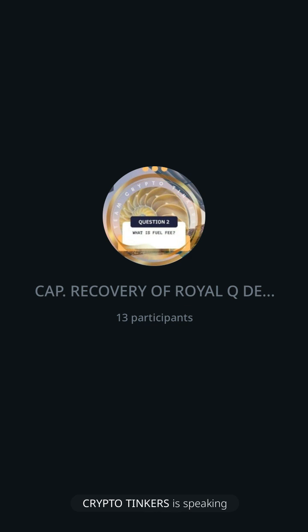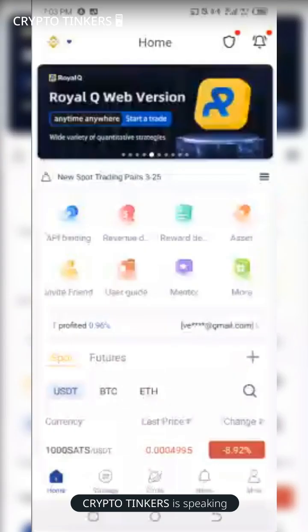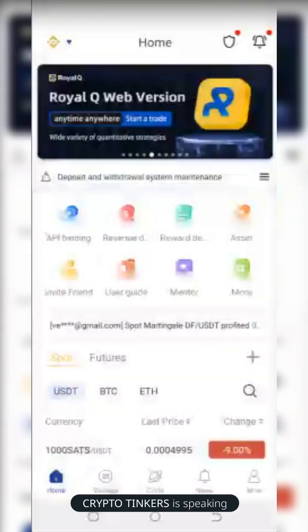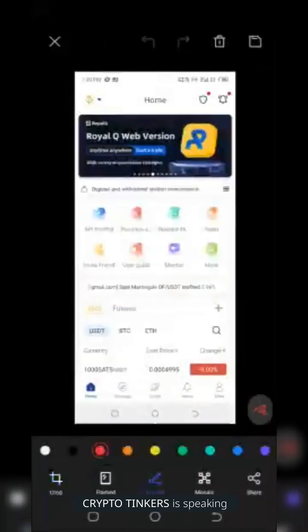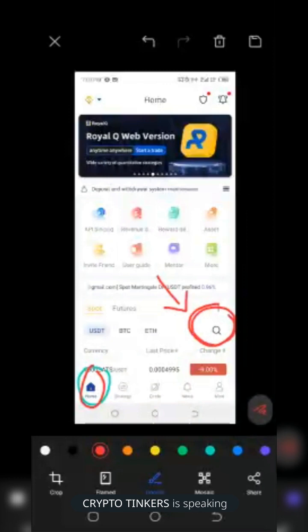So we are going to demonstrate it on, let's use Solana. So you go to your Royal Q. Those who don't want to use Binance, we go to our Royal Q. We search for our coin on the home page. Let me do it for the newbie. But if you're a newbie and you've watched our videos, I think you should be able to know the homepage. This is the homepage of Royal Q. So you go here and click on the search icon. Okay, that's where you're going to click.